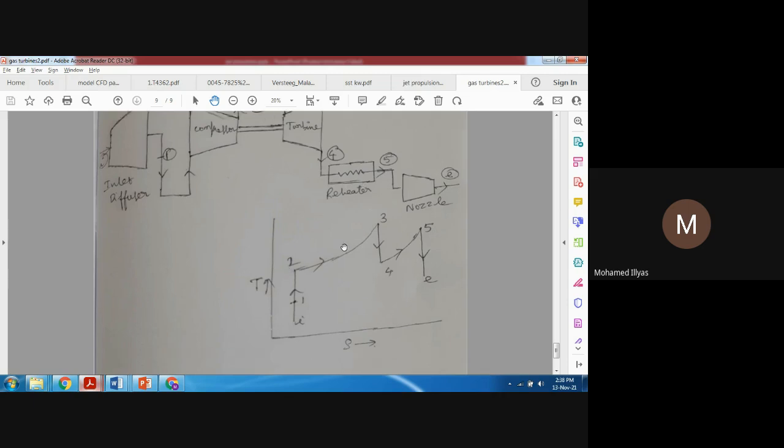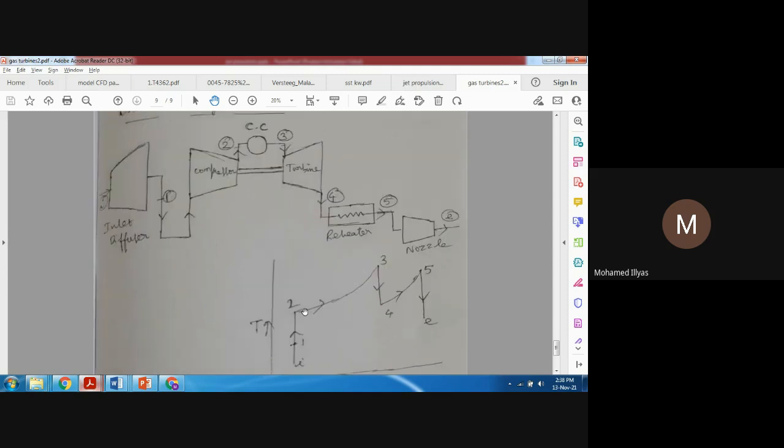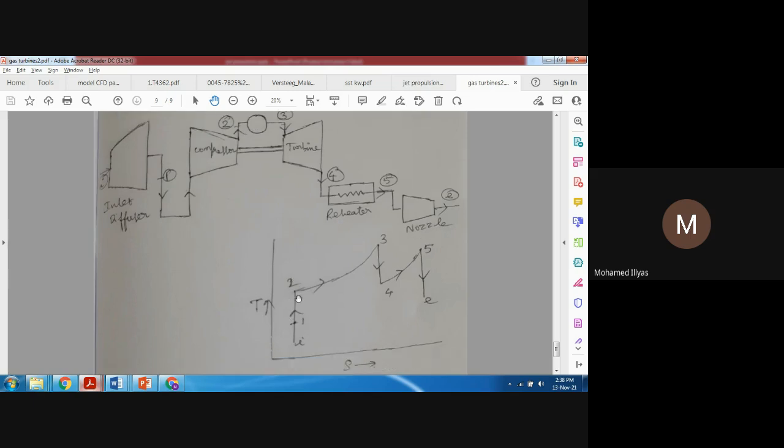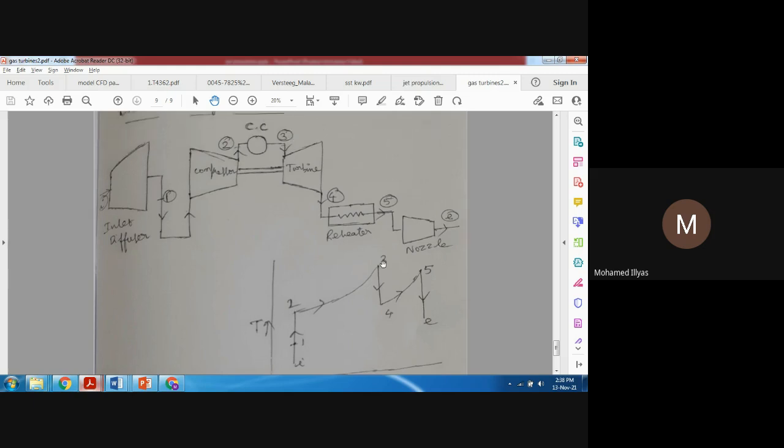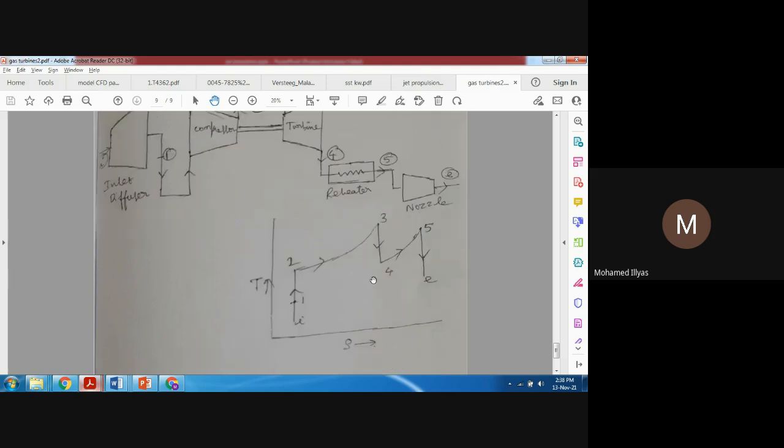The same is represented in our temperature-entropy diagram. You can see it here. I to 1 is a pressure rise and also a temperature rise in the diffuser, with further rise in pressure and temperature in the compressor. When it goes to the combustion chamber, because of combustion there is a rise in temperature as well as pressure. Then from 3 to 4, expansion takes place, so there is an enthalpy drop and a corresponding temperature drop.